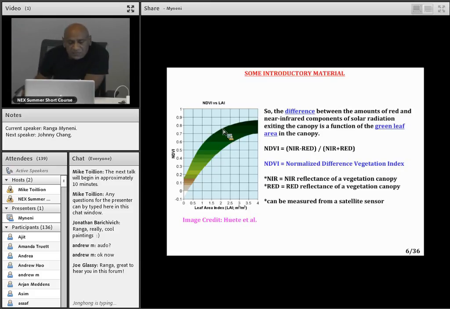So the same amount of leaf area can be arranged in different ways in the canopy, because no two trees are alike, in the same way that no two human beings look similar, except identical twins. So no two trees are alike, and no two canopies are alike. Their structure is different, so the same amount of leaf area will result in different values of NDVI. So that is the influence of the structure.